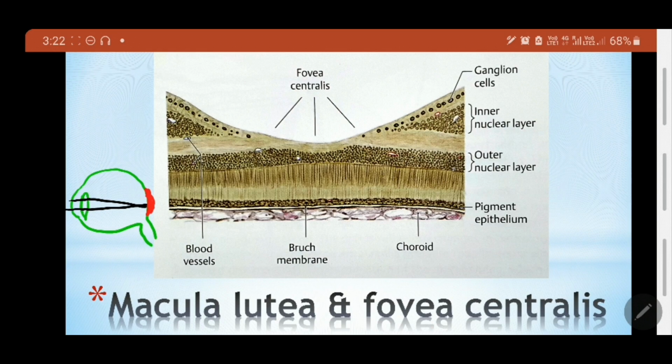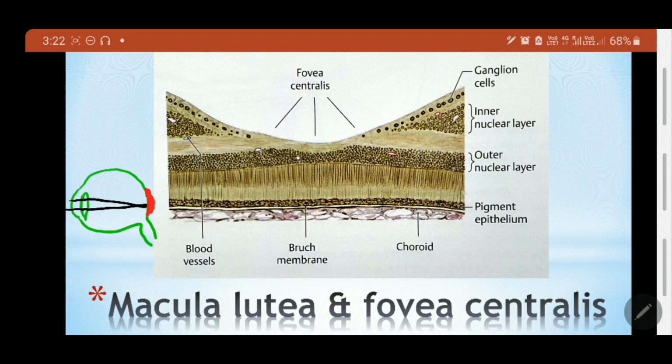And here there is a depression, and that's called the macula of the retina. It's called macula lutea also, because there are xanthophyll carotenoid types of pigments which give it a yellowish coloration when you see it with the help of an ophthalmoscope in the retina.